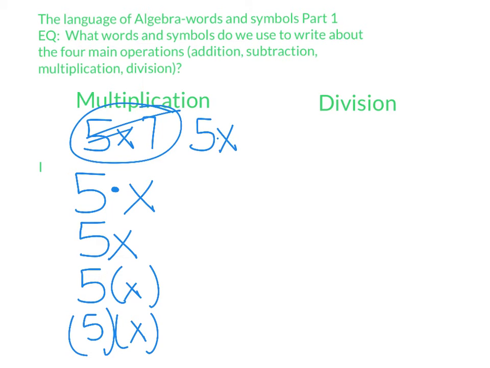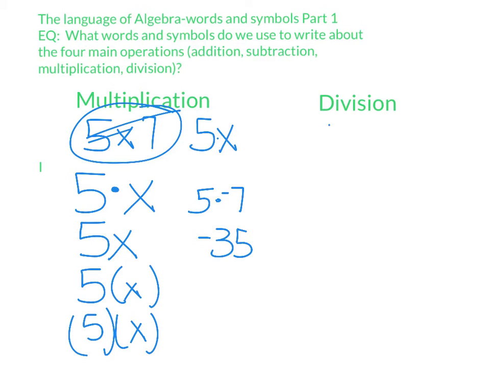If we want to just do 5 times a negative 7, we have to include that dot, because otherwise it just looks like 5, negative 7, 5 minus 7, which is kind of confusing. So this particular one, for example, would be negative 35, because 5 times negative 7.